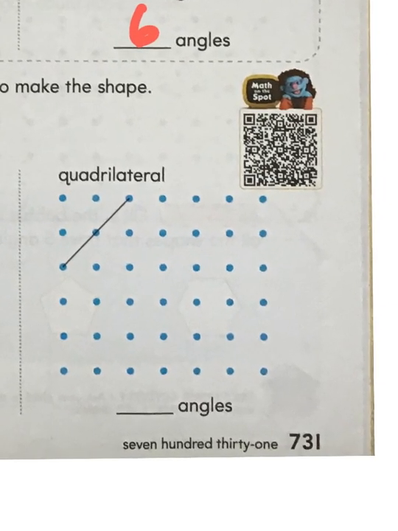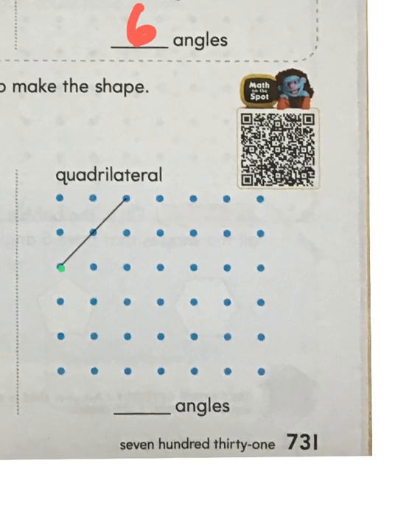Let's try the quadrilateral. A quadrilateral should have 4 sides because quad means 4. 1 side, 2 sides, 3 sides, 4 sides. And are there 4 angles? 1, 2, 3, 4. Yes, there are.